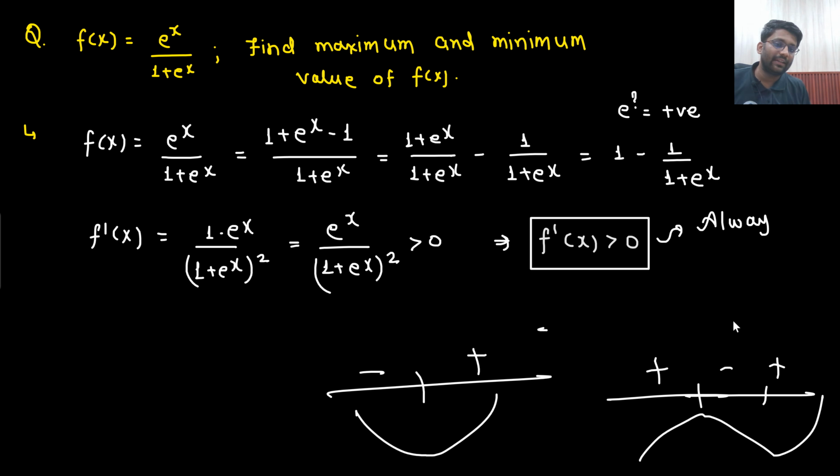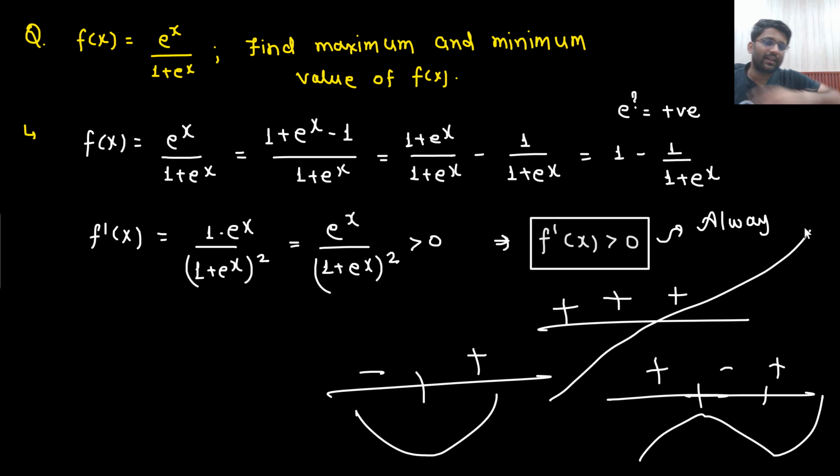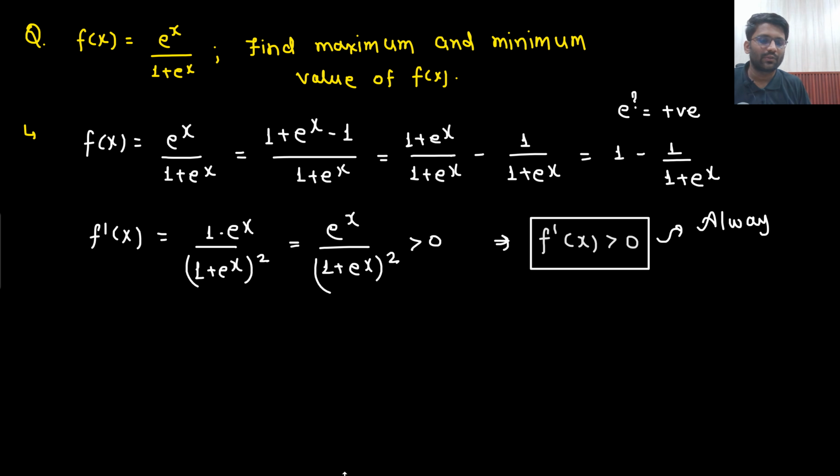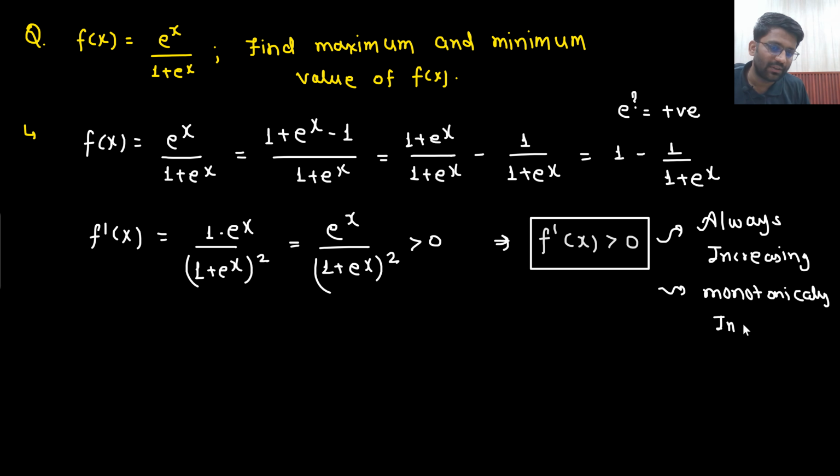But this time there is no 0 here. Always you are getting positive only. That means the graph will always keep on increasing. So when I get to know that, yes, it is always increasing, the other name is monotonically increasing. What is the other name? Monotonically increasing. It has only one nature, which is always increasing.